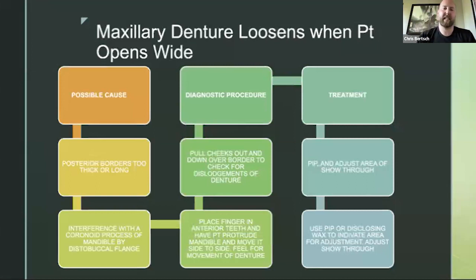And then again, it can also be interference with the coronoid process of the mandible, or the distal flange. For that, you place a finger in the anterior of the teeth and have the patient protrude the mandible, move it side to side, and feel the movement of the denture. And you can do that with PIP paste. And then anywhere that's burned through, that's where you're going to adjust.